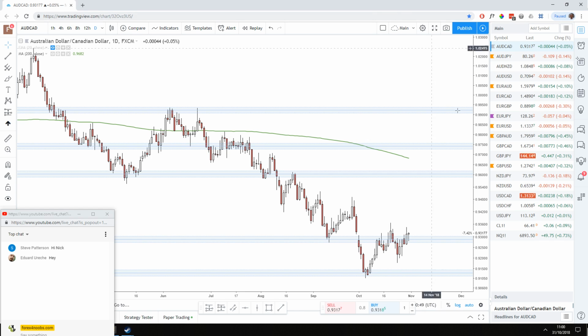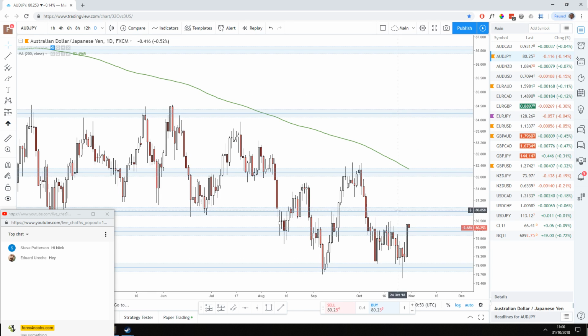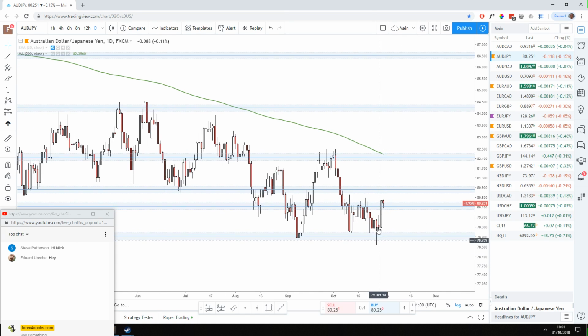Hey Edward and Steve. All right, so AUDCAD, still nothing going on there. AUDJPY, we were monitoring this one yesterday, looking for price to stall at this resistance area. It's kind of doing that, but it did get pretty up high in the resistance area. So let's continue to keep an eye on it.